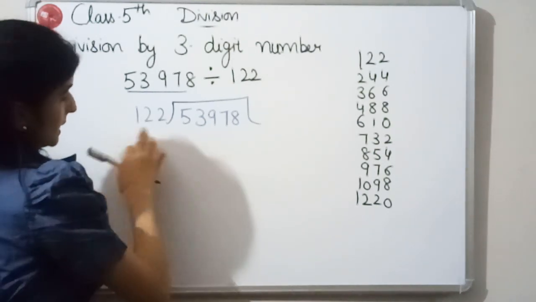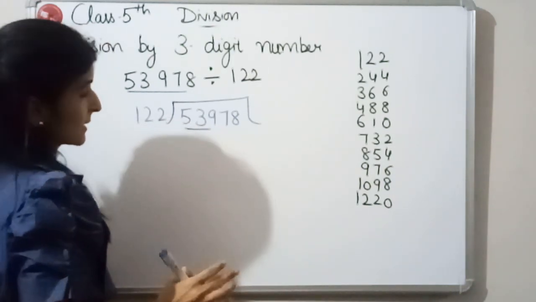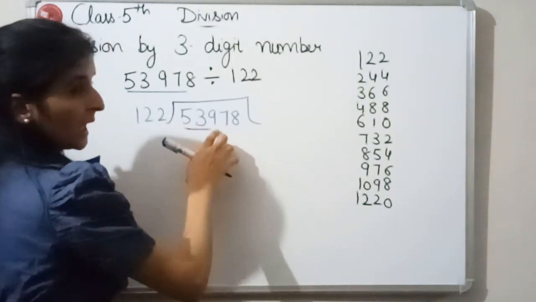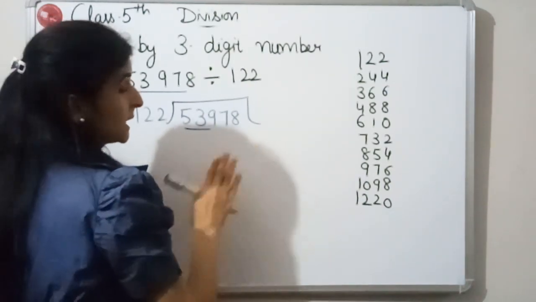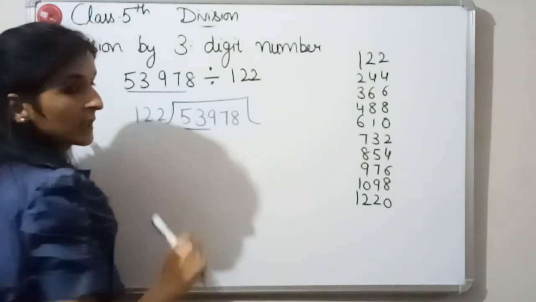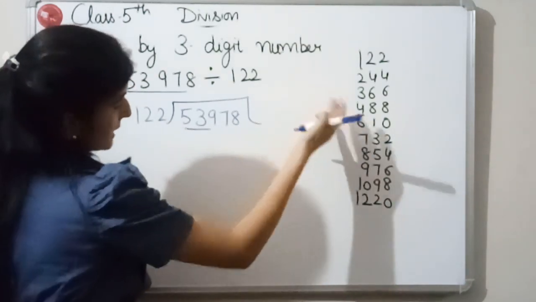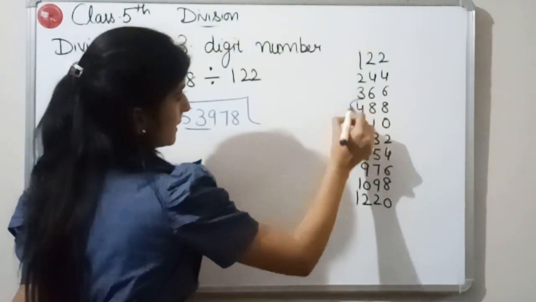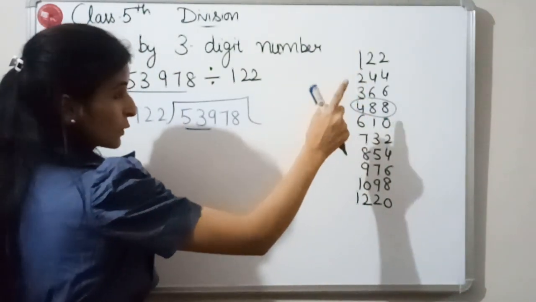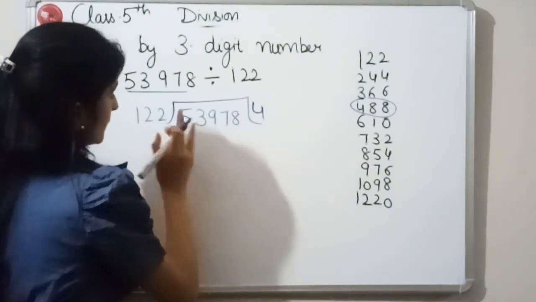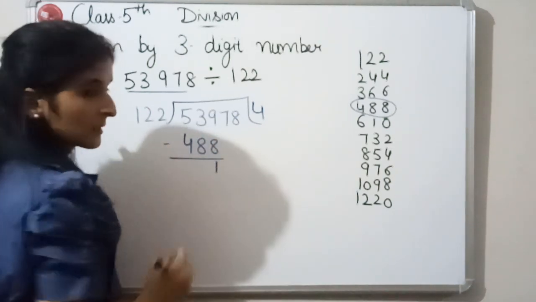Now it's a 3-digit number. So firstly we are going to check the first 3-digit number. The first 3-digit number is 539. So which number is nearby and less than 539 in the table of 122? That is 488, and it's on 1, 2, 3, 4. So 122 fours are 488. Clear? Now 9 minus 8 is 1.